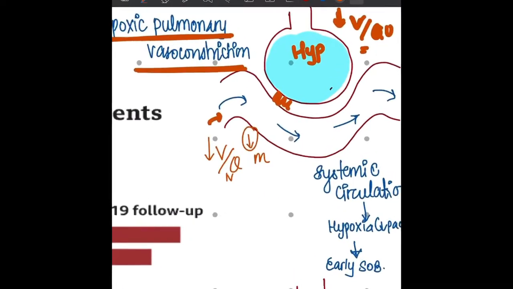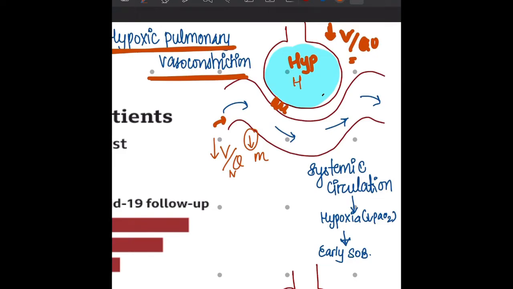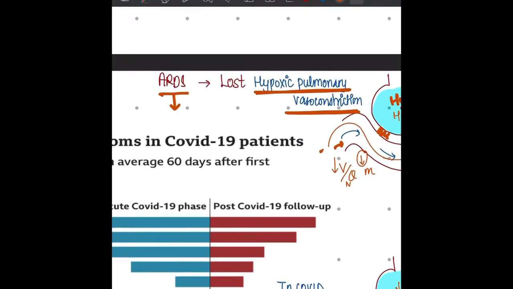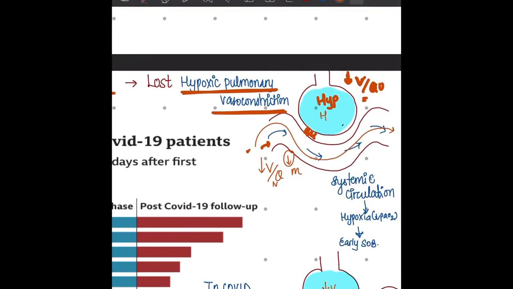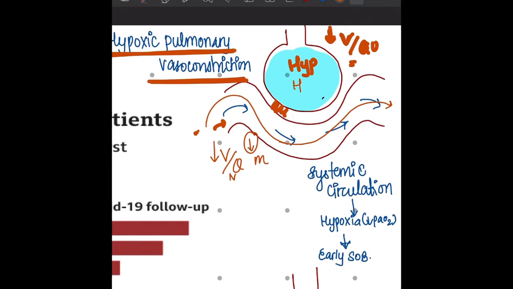If there is a VQ mismatch, there is hypoxia in the alveoli, but the flow through the blood vessel is still normal. So all the blood carrying deoxygenated hemoglobin passes through the alveoli without getting oxygenated. So this acts as a form of shunt. The blood from the right heart is going towards the left heart without getting oxygenated. So this is a shunt, and ultimately in the systemic circulation there is going to be hypoxia and shortness of breath. So this is any other ARDS except COVID-19. There is decrease in ventilation without any change in perfusion, and there is VQ mismatch, and hence shortness of breath occurs.